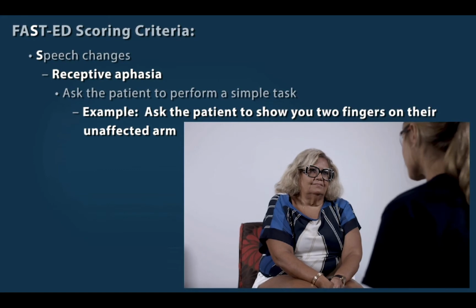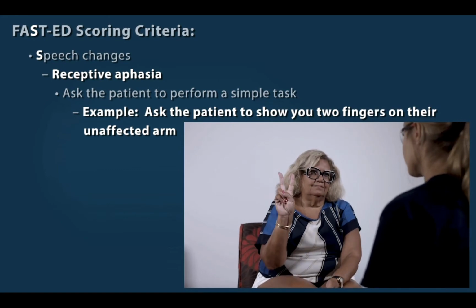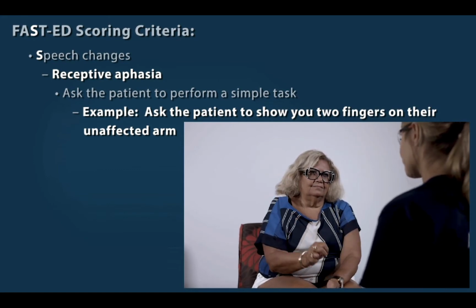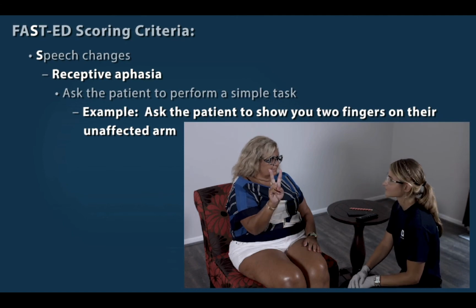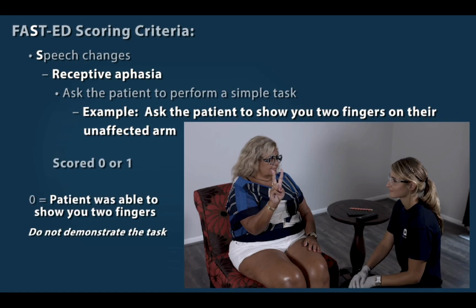Next, check for receptive aphasia by asking the patient to perform a simple task. For example, ask the patient to show you 2 fingers on their unaffected arm. It's important to avoid demonstrating the task, as the test is intended to assess the patient's ability to follow verbal instructions. A score of 0 indicates the patient was able to show you 2 fingers when prompted.